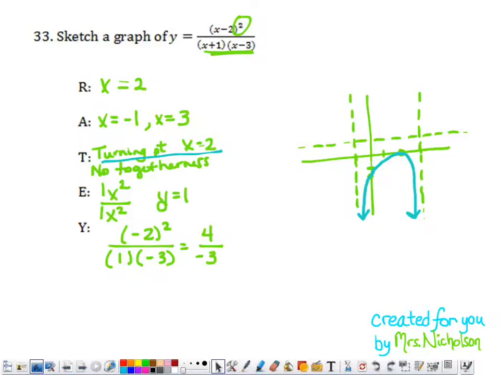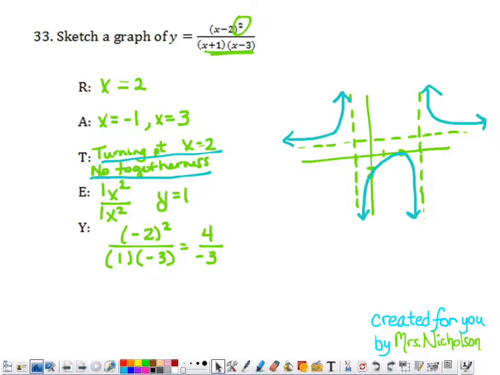So now I need 2 more pieces of the graph. Remember that we determined we have no togetherness. And so at this first asymptote, since the graph I've already drawn is going down, that means that my other piece needs to be going up so that I do not have togetherness. And the same is true at the other asymptote. The other piece needs to go up. And so that's our completed graph.